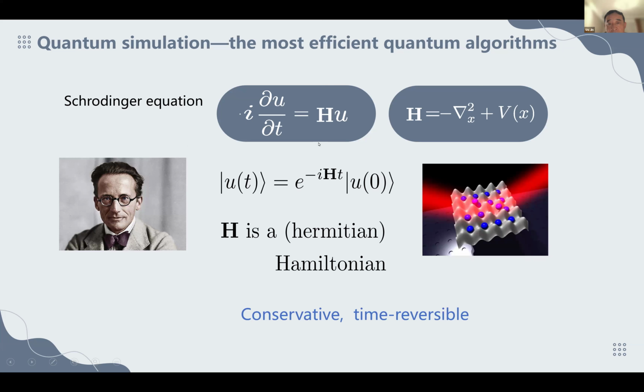And notice that the Schrodinger equation is conservative, or preserves the L2 norm, all right, because the evolution operator is unitary, and it's time reversible. It's a Hamiltonian system. Okay, you can go backwards in time. So that's essentially what a quantum computer does. Okay, you can only do this, or can only simulate the Schrodinger equation.